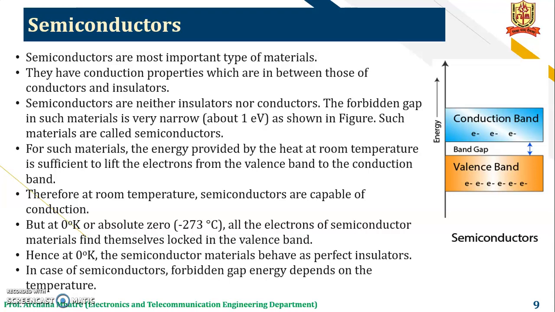The forbidden gap in such materials is very narrow, about 1 electron volt as shown in the figure. Such materials are called semiconductors. For such materials, the energy provided by the heat at room temperature is sufficient to lift the electrons from the valence band to the conduction band. Therefore, at room temperature, semiconductors are capable of conduction. So, semiconductors have conductivity between the conductors and insulators.